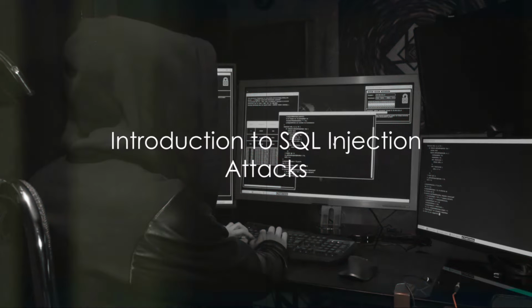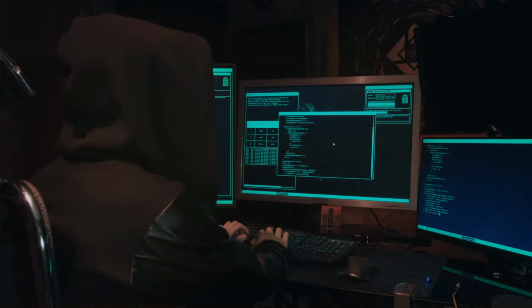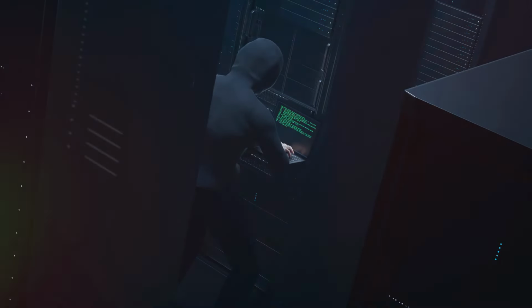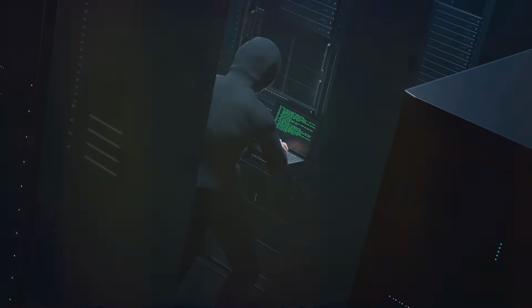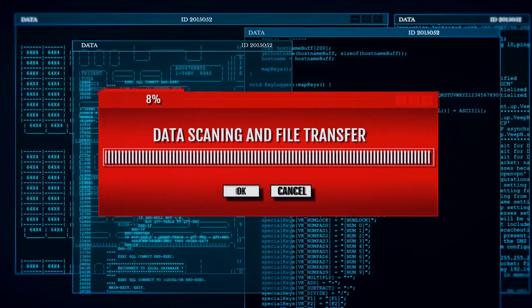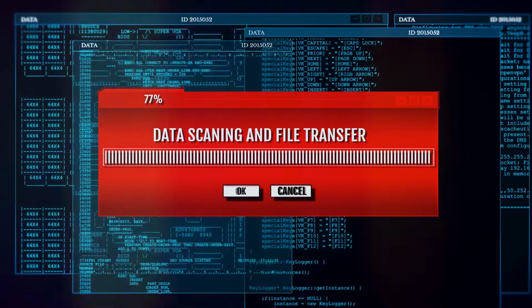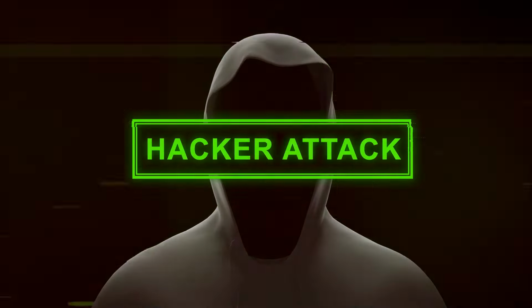Do you know what SQL injection attacks are? They are a significant threat to web application security. SQL injection attacks are a type of security exploit where an attacker inserts malicious SQL code into a query. This can lead to unauthorized access, data theft, and potentially serious damage to an organization.